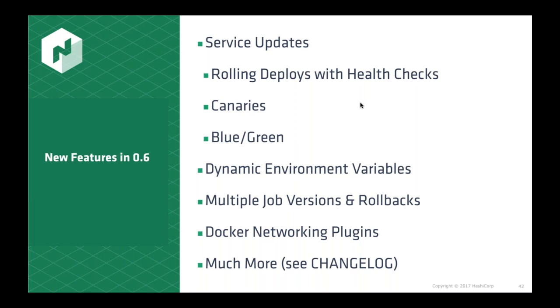The other major improvement is dynamic environment variables. Previously, we supported dynamic configuration templates, and apps could source their config file, which was dynamically rendered. Now we can do the same thing with environment variables. Nomad also now tracks multiple versions of every job. And this combined with the service update features lets us do really rich things like automated rollbacks, manual rollbacks, as well as diffing to be able to see what's changed between versions. There's now integration to be able to use Docker networking plugins, and a lot more that we're just not going to have time to talk about. So I recommend taking a look at the changelog.